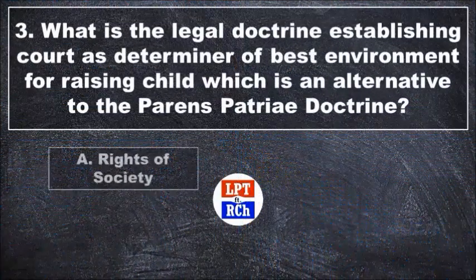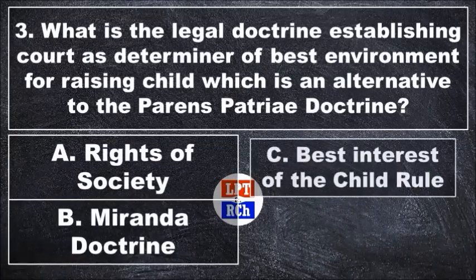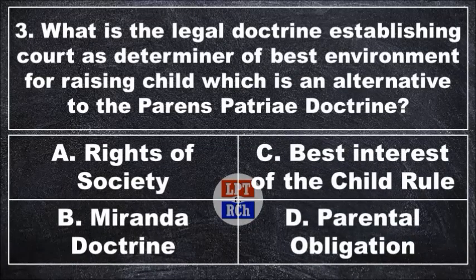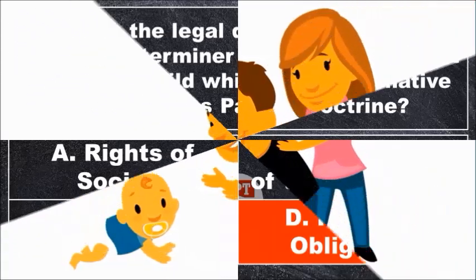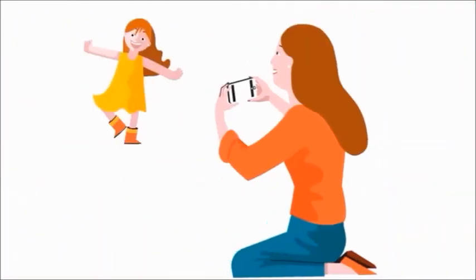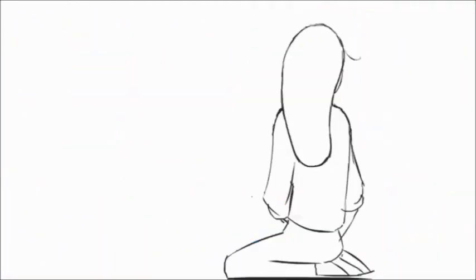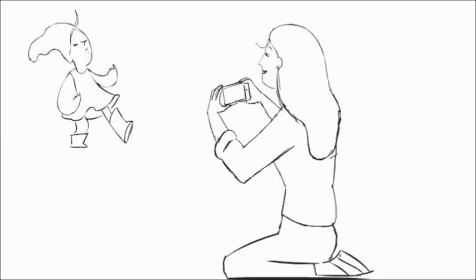3. What is the legal doctrine establishing court as determiner of best environment for raising child, which is an alternative to the parens patriae doctrine? A. Rights of society. B. Miranda doctrine. C. Best interest of the child rule. Or D. Parental obligation. The correct answer is D. Parental obligation. The causal view of parental obligations, which includes the claim that those who bring a child into existence are thereby obligated to care for that child.